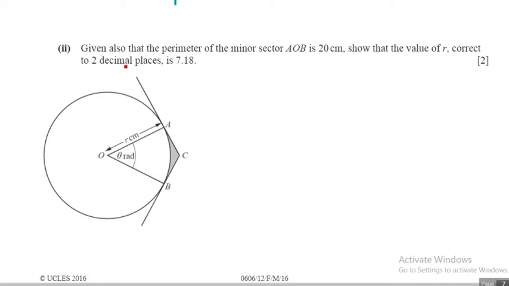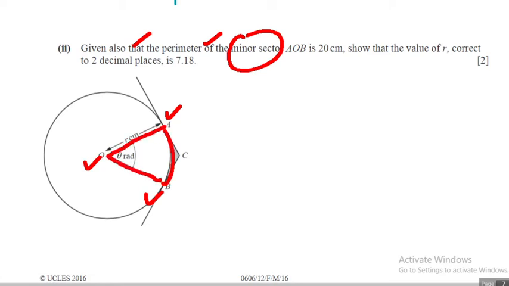Alright, next. Once we got the theta, given also that the perimeter of the minor sector AOB is 20 centimeters. Minor sector, so make sure you read carefully. So AOB, this is the minor sector. Show that the value of R, correct to 2 decimal places, is 7.18. Okay, they give you the perimeter.